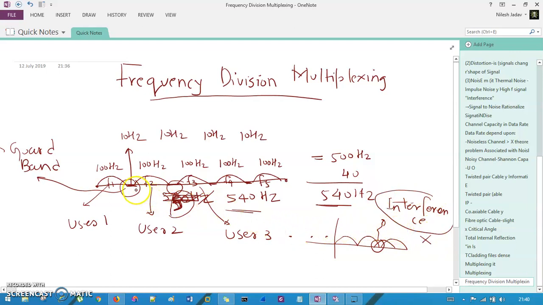So that's why we have a gap, and the number and the distance completely depend on you. It may be 10, it may be 50, it may be 100, it completely depends on you. Okay, so this is the guard band, and this is the frequency division multiplexing. I hope you understand it.